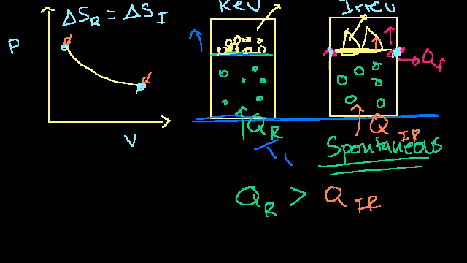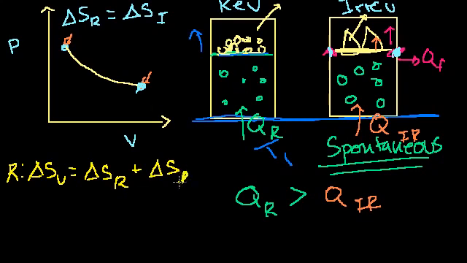I don't want to run out of space. Let me do it in a different color. So this is the reversible process. The change in entropy of the universe is equal to the change in entropy of our reversible process plus the change in entropy of, well, I already used R for reversible, so let's call it our environment, right? In the reversible process, the change in entropy of our reversible process is the heat added, Q sub R, over T1, and we can use this definition because it is a reversible process.